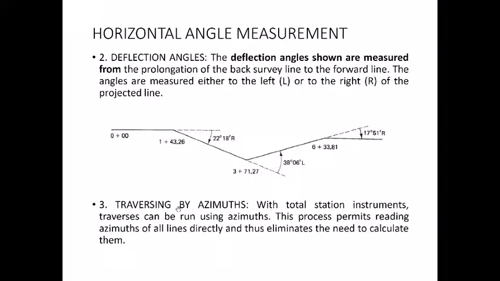Then we have traversing by azimuths. Like we have discussed, azimuths give you direction from the north. This way, it is easier for you to set out the direction of your traverse, something that we have studied in detail in compass traversing.